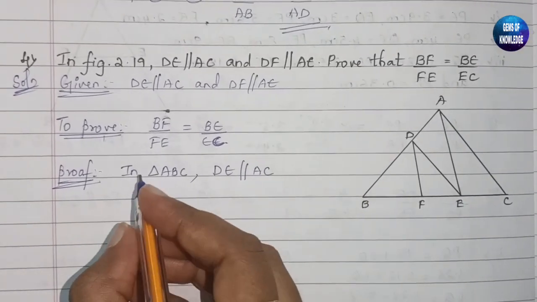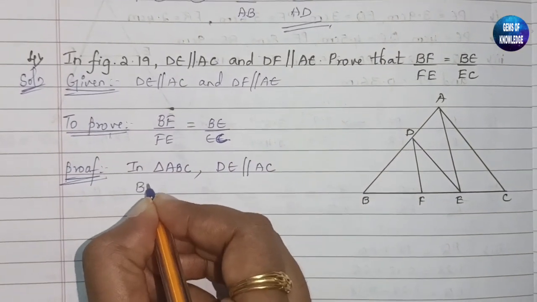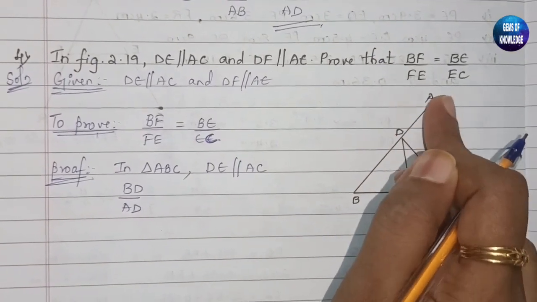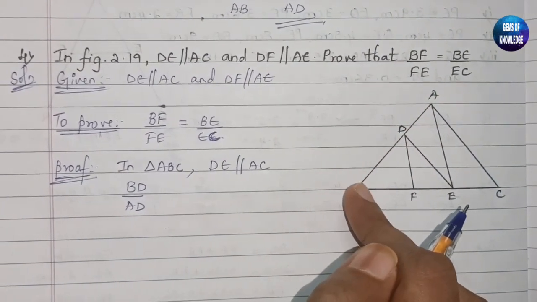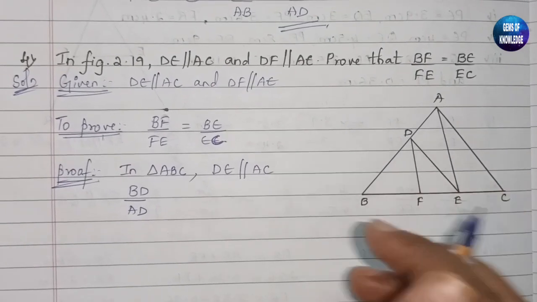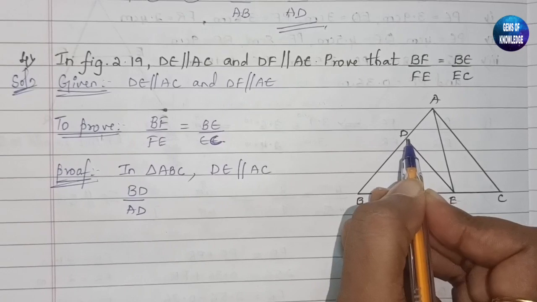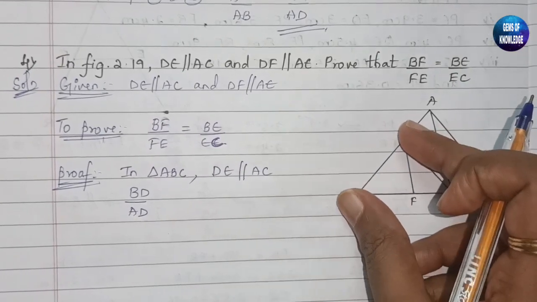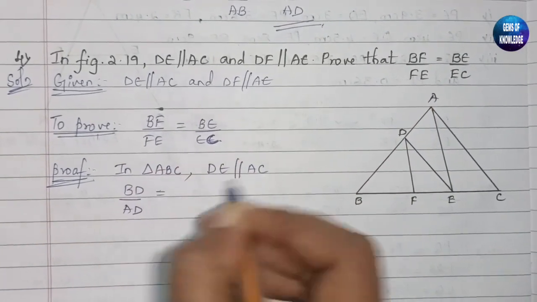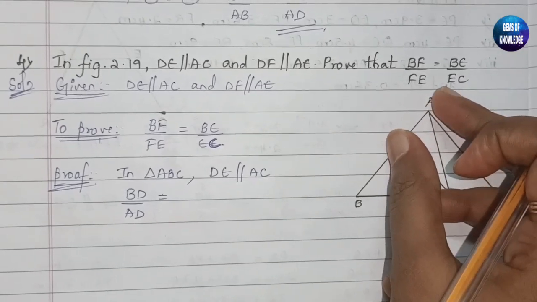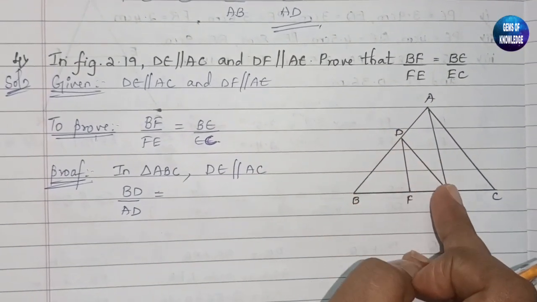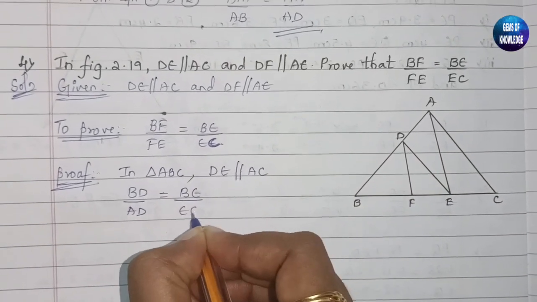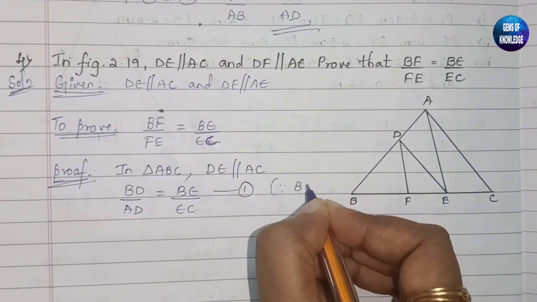Then according to BPT, we can write that BD divided by AD, or DA, one and the same, is equal to BE divided by EC. Since we are taking this line, it means this is the half part and this is the half part. Here also this is the half part and this is the half part. So this part we have taken, that is BD divided by AD or DA, and this part, this line is passing here, so this part is BE divided by EC. BE divided by EC, equation 1, since BPT.